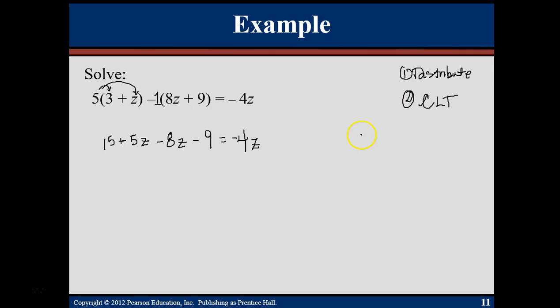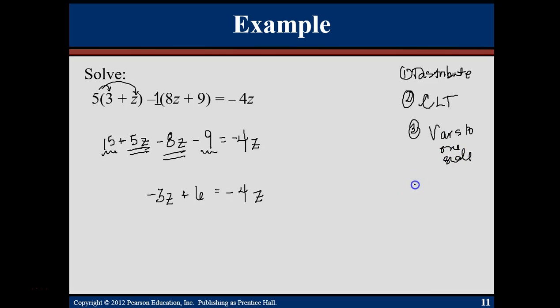And now I got to combine like terms. Like terms are on the same side, so I have a 5z and a negative 8z. That's a negative 3z. I write the dash through the z because my z's tend to look like 2's after a little while. 15 minus 9 is a 6. And I have this equal to a negative 4z. So you can see we have another two-sided equation. So I'm going to need to get variables to one side and numbers to the other.